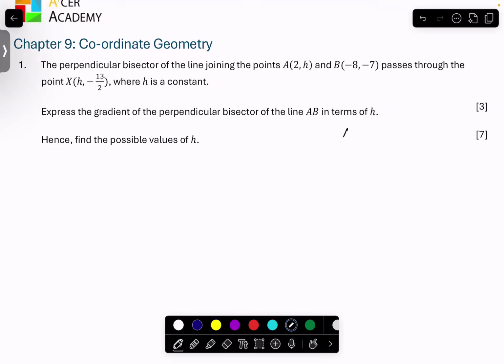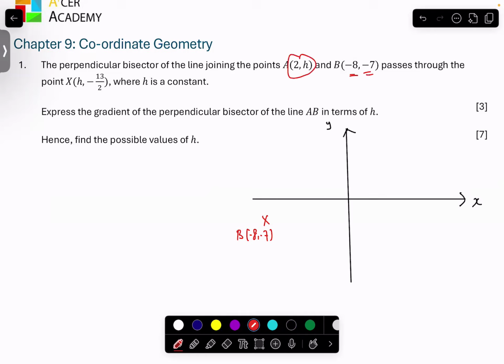Okay, so when dealing with such questions, I always like to draw a diagram to understand what the question is really about and what I am trying to find. So there's a point (-8, -7). This is my point B, which is definite, because I have the values. And then there's (2, h). I know that x equals 2, but I don't know what h is, so h will lie upon this red line.